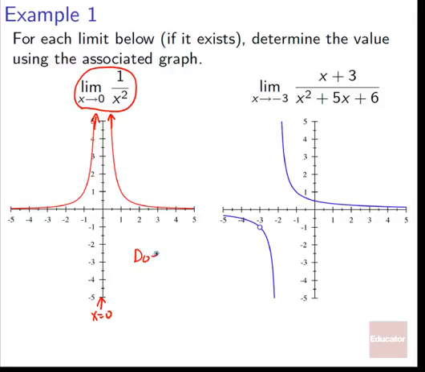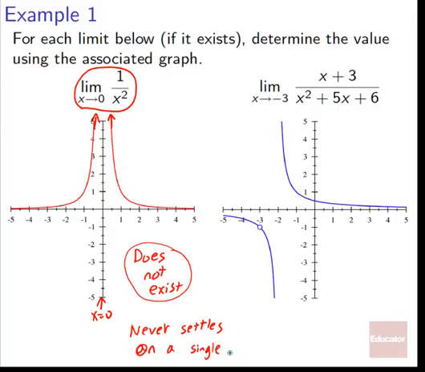So the limit here does not exist because it never settles on a single value, right? It shoots up to infinity forever, and since it never winds up sticking around at a single value, we wind up not being able to get a limit out of it.